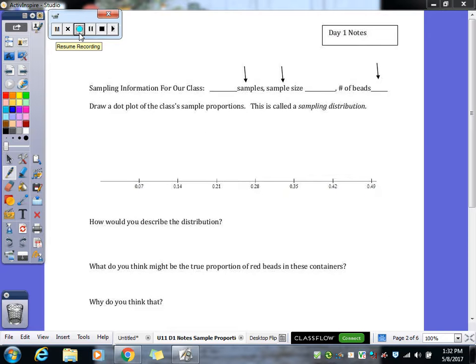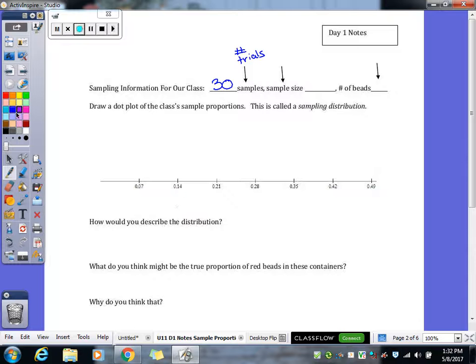Okay, so let's take a look at the next page. Looking at our information for our class, we had a total of 30 samples because we had 10 groups in here. Each group did 3 samples, so that gives us a total of 30 samples. You kind of want to think, when they talk about number of samples, also as your number of trials. How many times did they do whatever experiment it was? Like you guys picked beads 30 times amongst all of you.